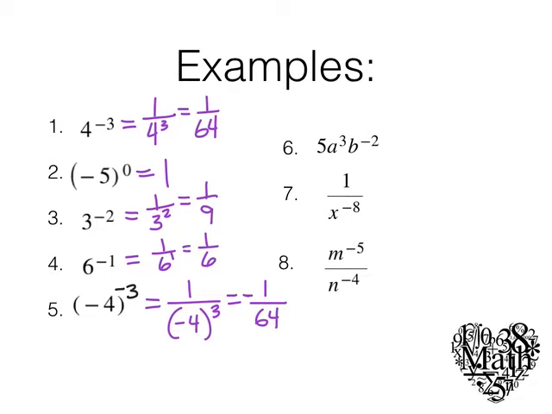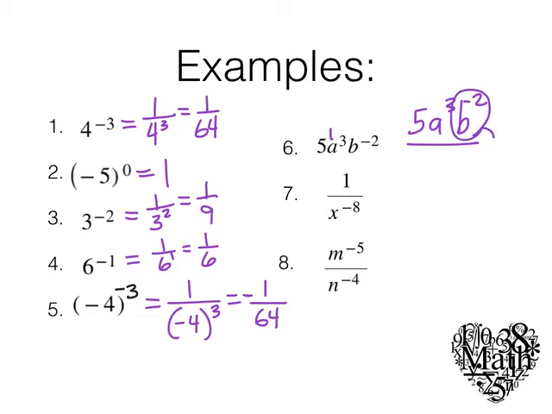Now, when we add in variables in our expressions, we have to recognize that each of the different things multiplied in the expression has its own exponent, unless you see parentheses. So the 5 has an invisible exponent of 1, the a has a visible exponent of 3, and the b has a visible exponent of negative 2. Take the expression and put it on a fraction bar.